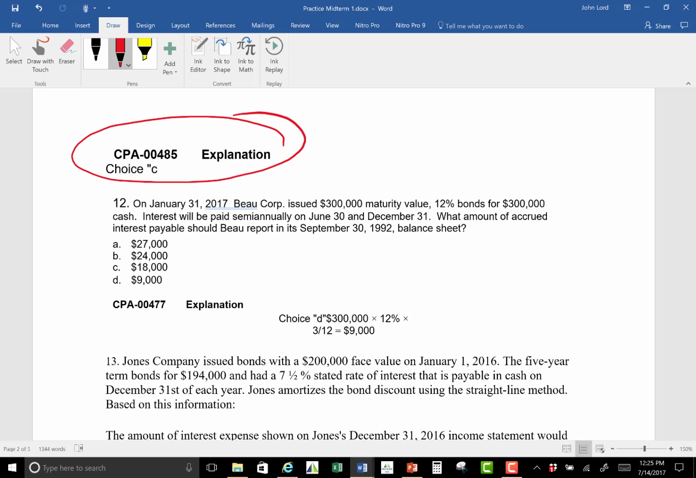So it's all of July, all of August, all of September, right? That should be 2017. And again, like I told you, I steal these from the CPA exams. It's been around for a while. So September 30th, 2017, thank you. And that's 3 months, right? So 300,000 times 12% times 3/12 is 9,000, right?